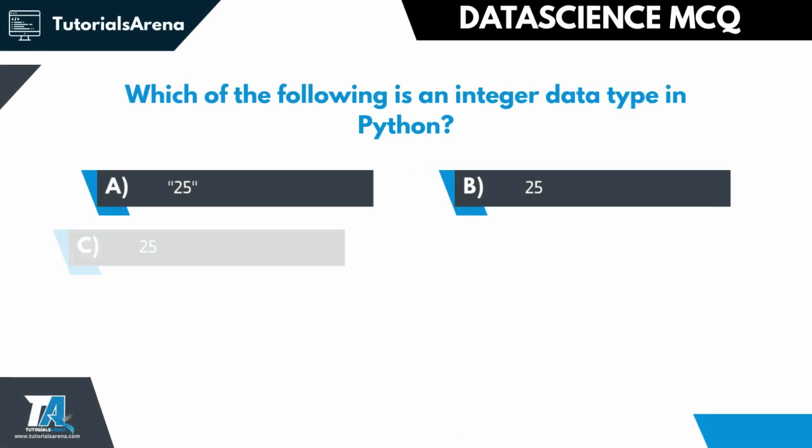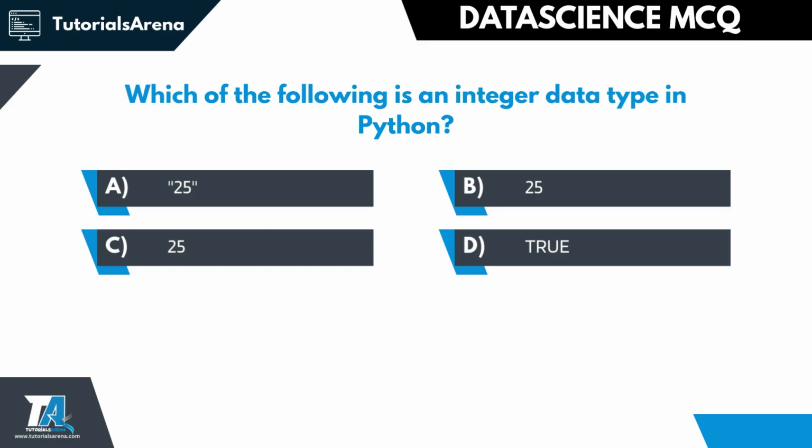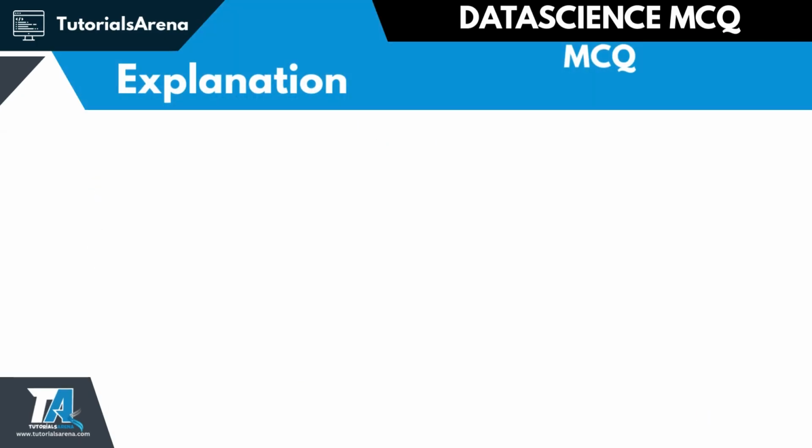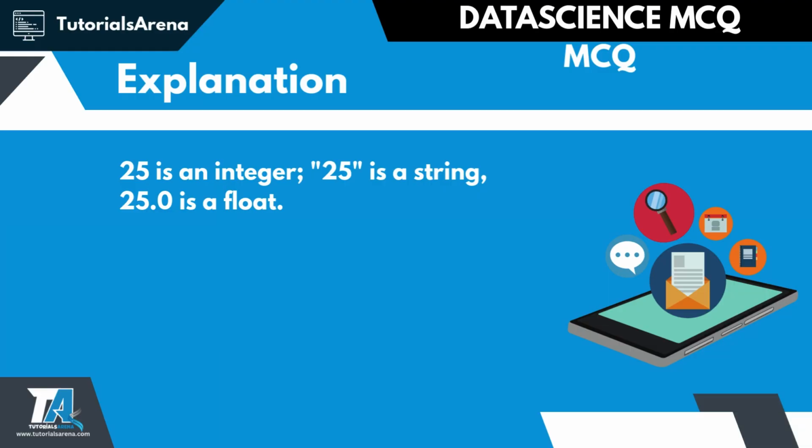Which of the following is an integer data type in Python? The answer is option C, 25. 25 is an integer, 25 in double quotes is a string, 25.0 is a float.